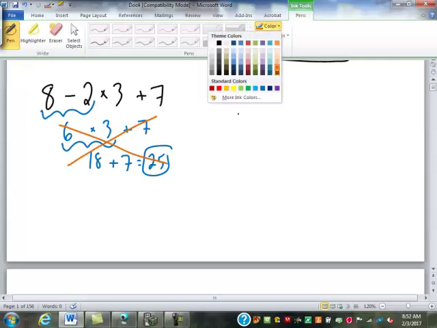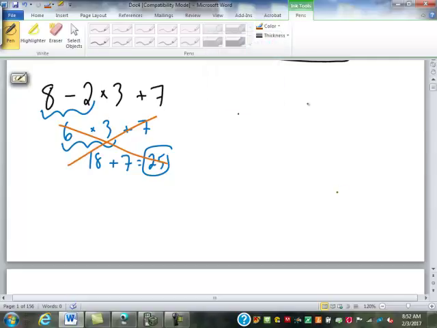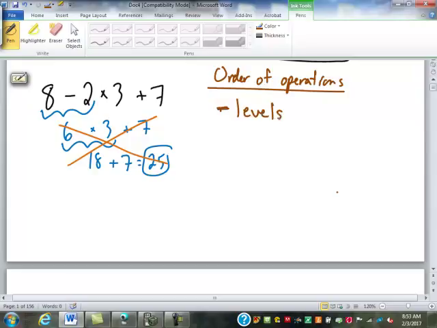So when we have two people doing a problem in math, we like to have them come up with the same answer. So to make sure they do, we've defined our order of operations. In the order of operations, a lot of people think of it as steps to solving a problem. What it really is, is levels of priority.